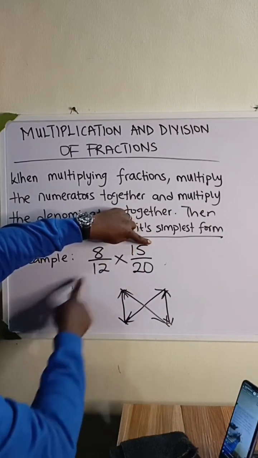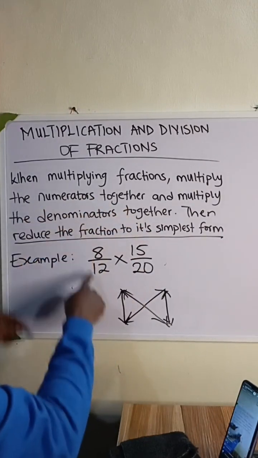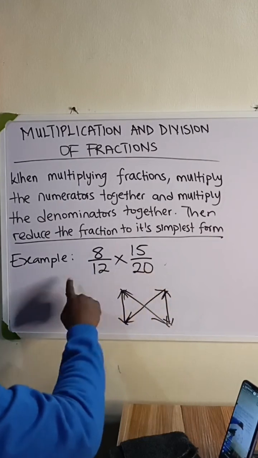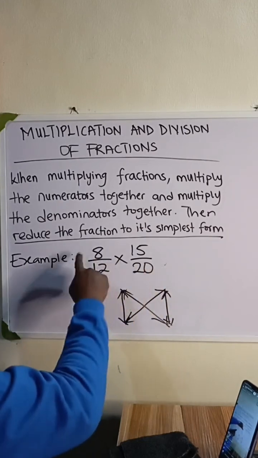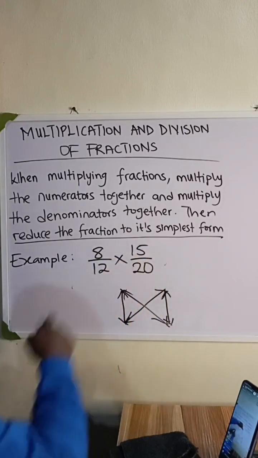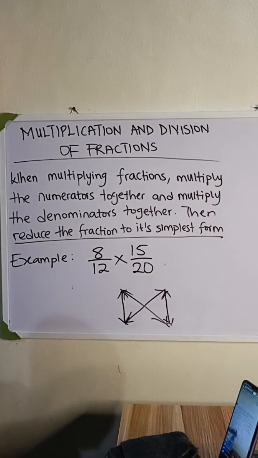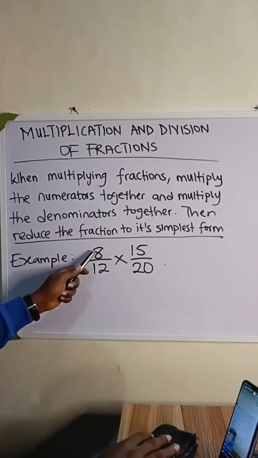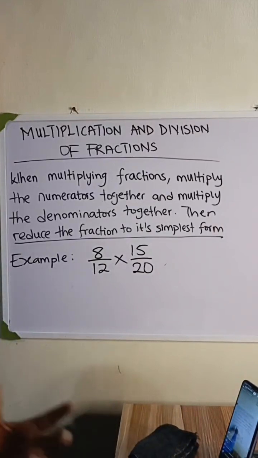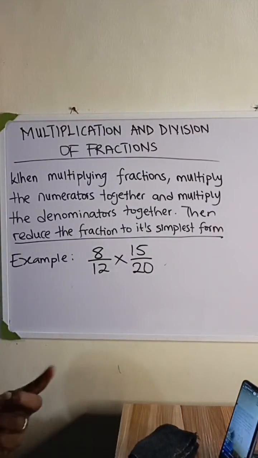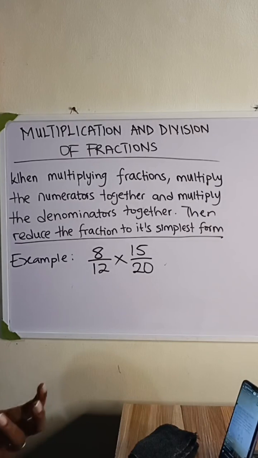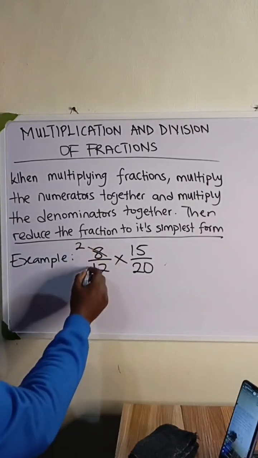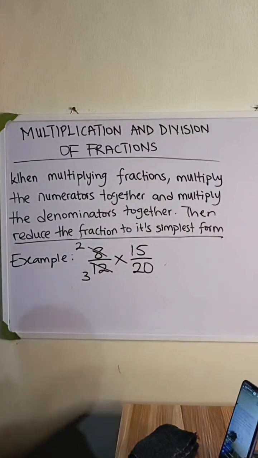So you can go this way, this way, this way, but you cannot break down the numbers along the horizontal path. Okay? So let's look at that. If we consider 8 and 12, is there a number that can divide both 8 and 12? The answer is yes. The number that can divide 8 and 12 is 4. So 8 divided by 4 will give you 2. 12 divided by 4 will give you 3.